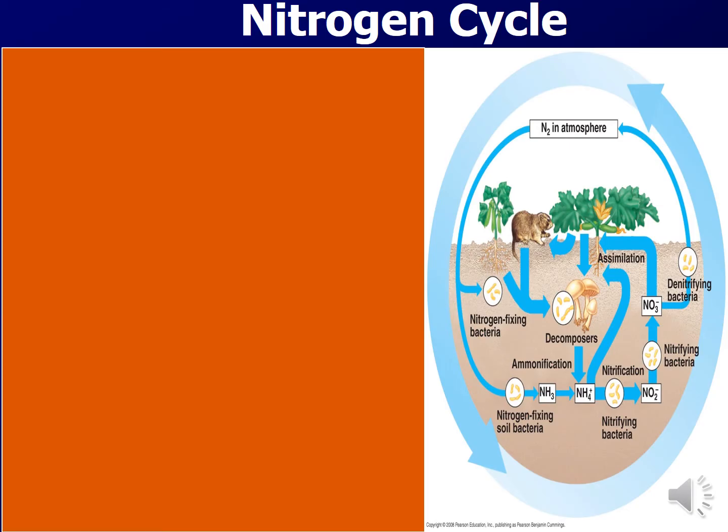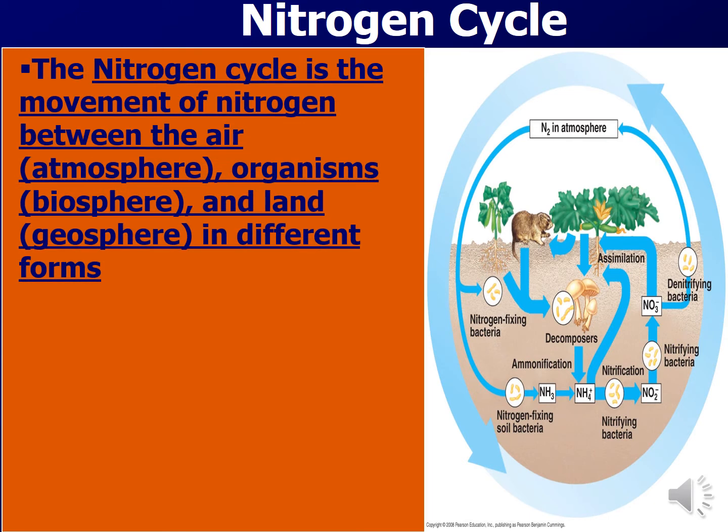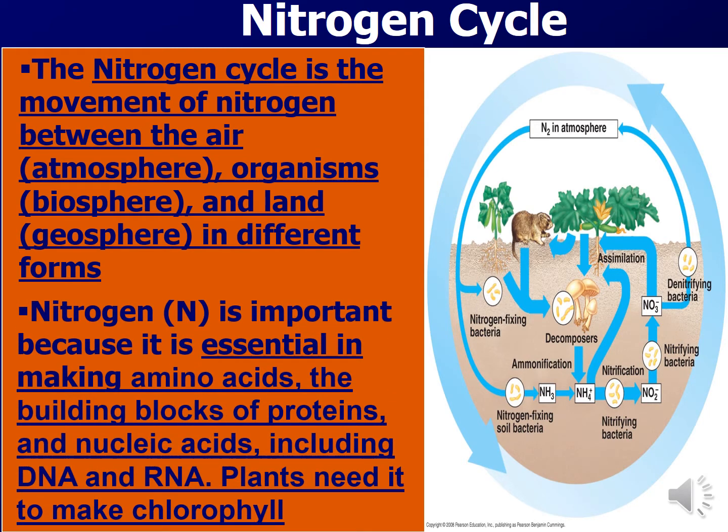The nitrogen cycle moves nitrogen in various forms between the air, organisms, and land. Nitrogen is very important because it is essential in the making of amino acids, the building blocks of proteins, and nucleic acids, including DNA and RNA. Plants also need nitrogen in the making of chlorophyll, which is essential for photosynthesis.